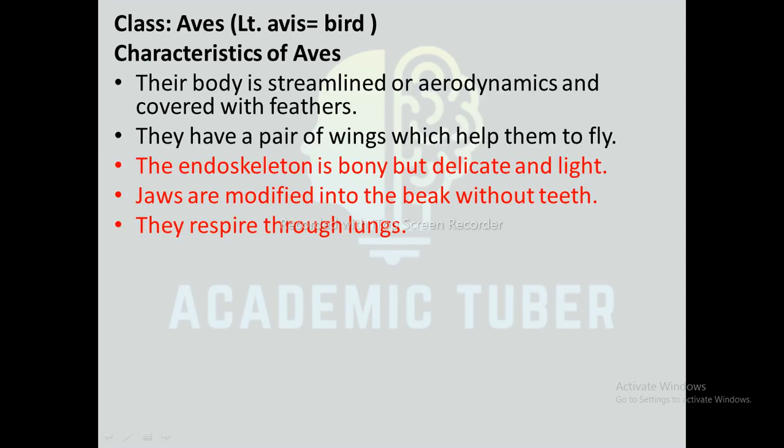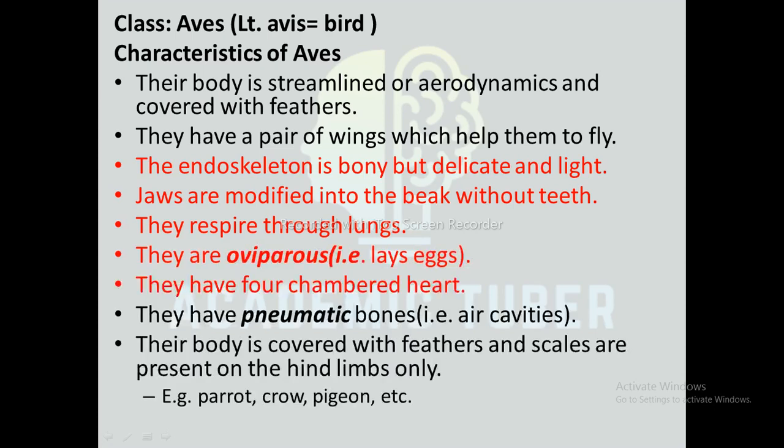Aves. Their body is streamlined or aerodynamic and covered with feathers. They have a pair of wings which helps them to fly. The endoskeleton is bony but delicate and light. Jaws are modified into beaks without teeth. They respire through lungs. They are oviparous and they have a 4-chambered heart. They have pneumatic bones, hollow bones, consisting of air cavities. Their body is covered with feathers and scales are present on the hind limbs only. Examples are parrot, crow, pigeon, etc.